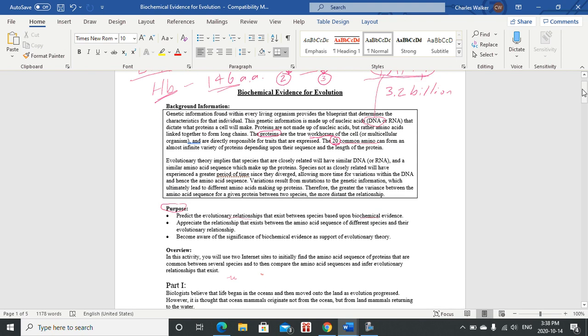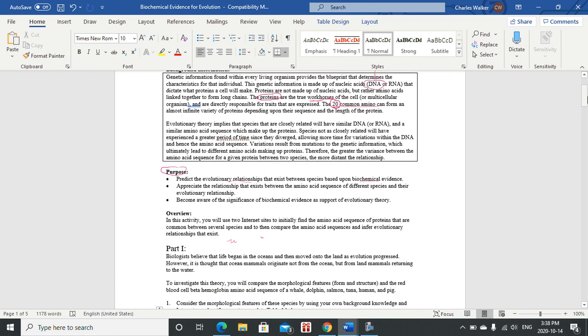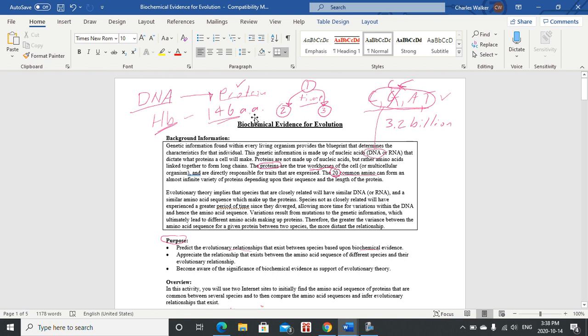So for this lab, it is not a formal lab, right? In the end, this is what I will be looking for. You need to give me the amino acid sequences, the 146 letters for 8 different species. So I will be looking for that, and I'll show you how to get those. I will be looking for 3 tables.